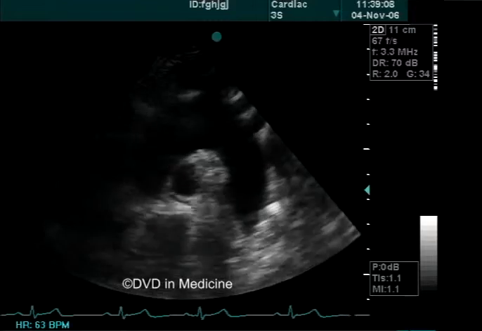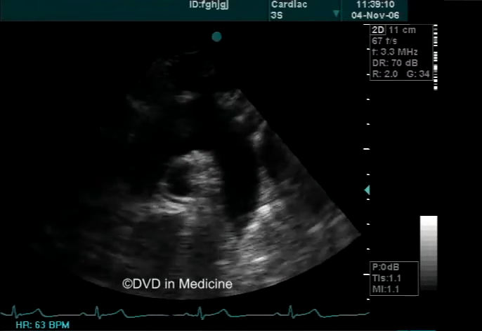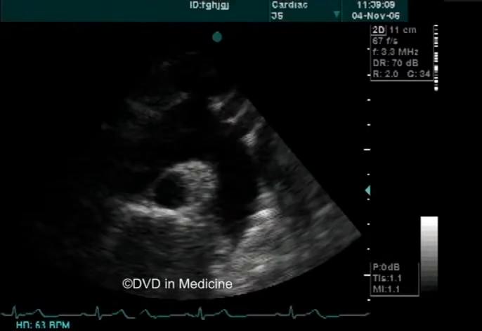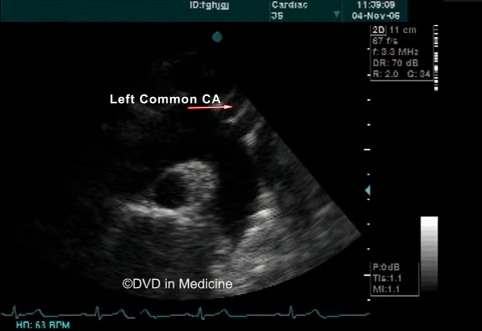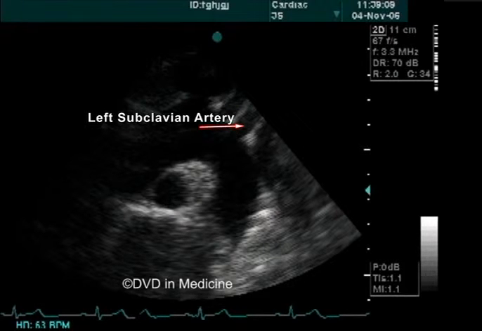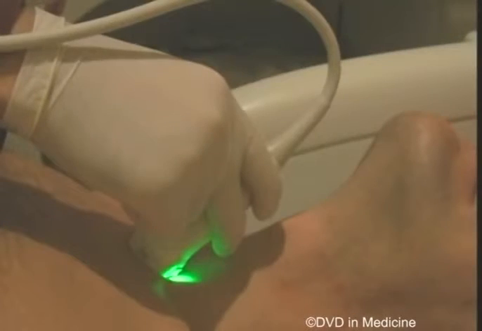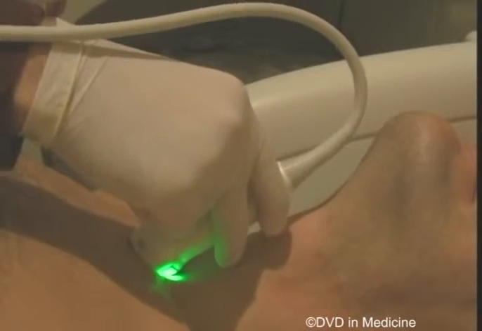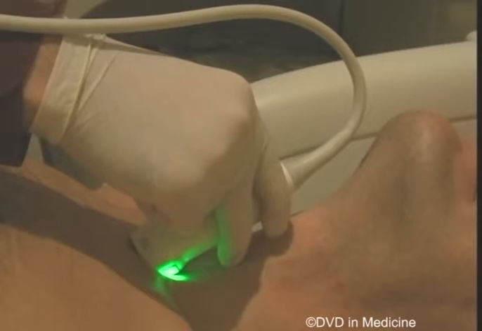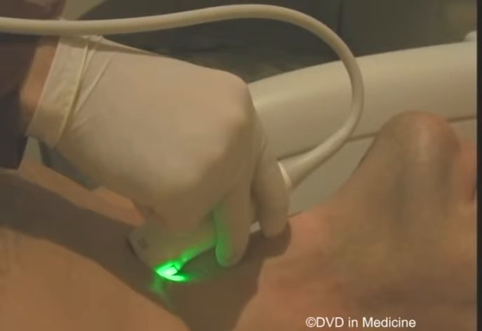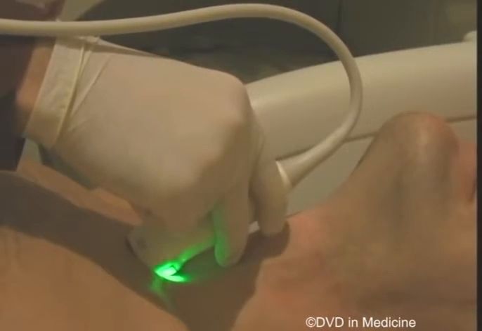In many patients, one can see major vessels that branch from the aortic arch: the brachiocephalic trunk, the left common carotid artery, the left subclavian artery. If one angles the scanning plane a little anteriorly and rotates it a little to the right, one can see the ascending aorta together with the aortic valve.